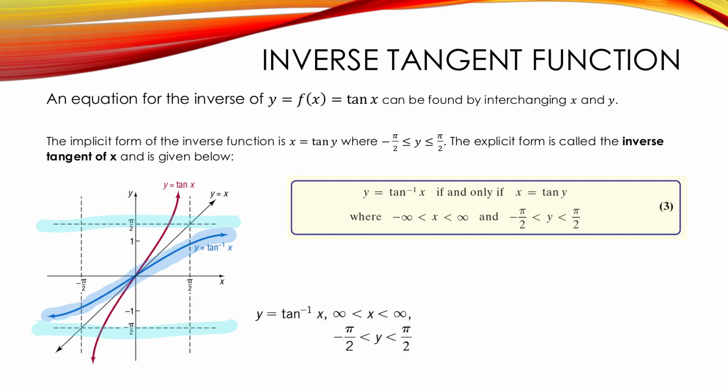So we have to remember now that things are going to be just a little different here. Now y, or in our case theta, is going to be limited again by negative pi over 2 to pi over 2. So it's a little different than we're used to dealing with tangent. And so what we have going for us is that y is the inverse tangent of x if and only if x is equal to tangent of y. X can be any value, but y has to be between negative pi over 2 and pi over 2.